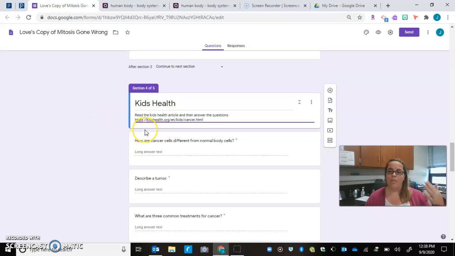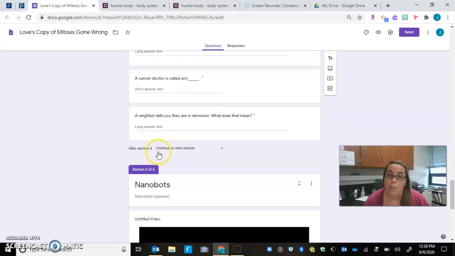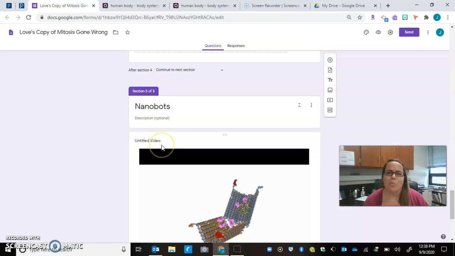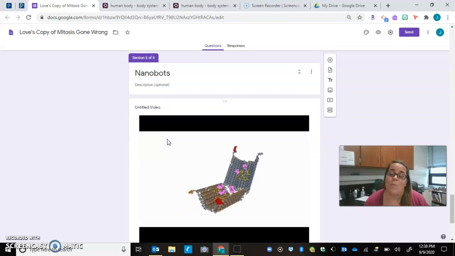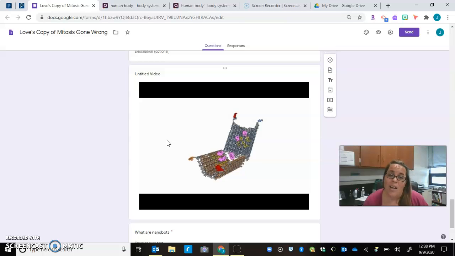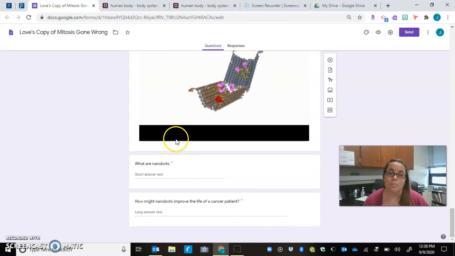But when you are finished reading, or as you read, a good pre-reading strategy is to look at these questions beforehand so you know what you are going to be looking for. You're going to answer these questions from the reading, and then you're going to take a look at a really cool new piece of technology called a nanobot and what it is doing in terms of us battling cancer. When you're done with the nanobots, here at the bottom should be a submit button, and that is all you have to do in order to turn in your work for today.